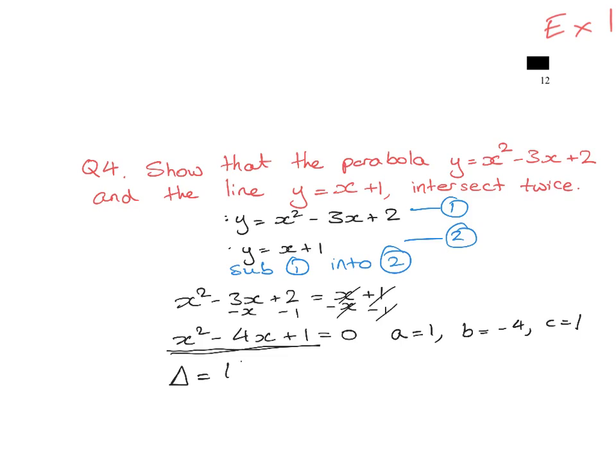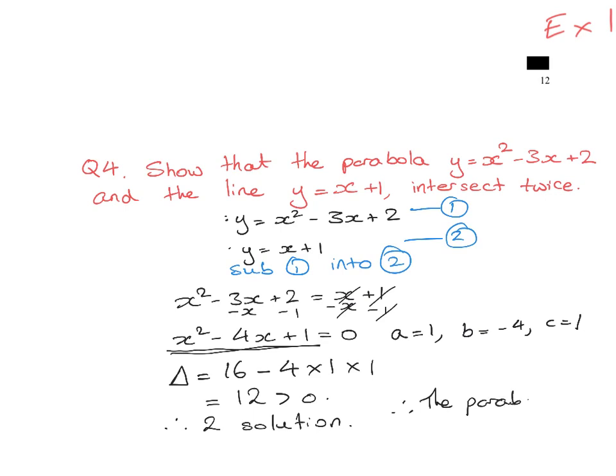So we get b squared minus 4 times a times c, which is 12, and that's bigger than 0. So therefore, there are 2 solutions to the quadratic equation. Therefore, the parabola and line intersect twice. Okay, so that's another type of question you could get.